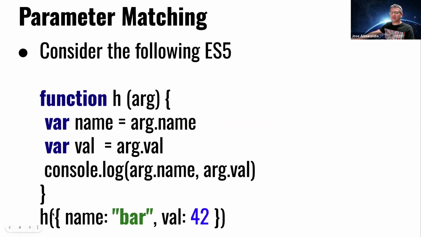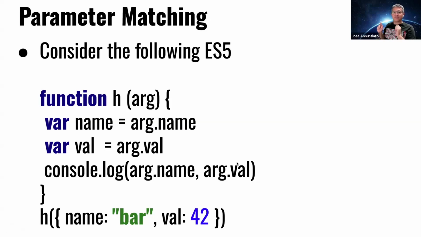So here we are passing an object that has name and value. Name is a string, and value is 42. And we can extract each item individually. We say object.name, object.value, and then we print it out. Everybody good?